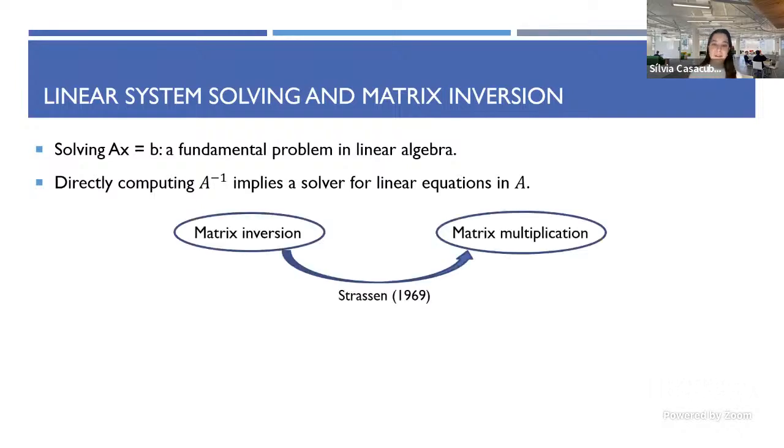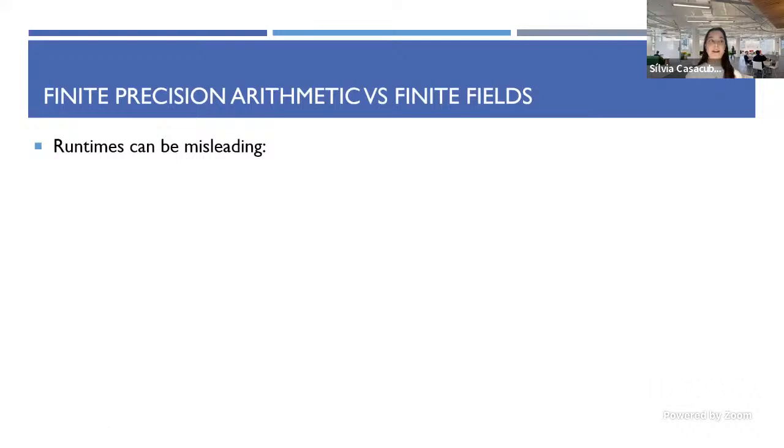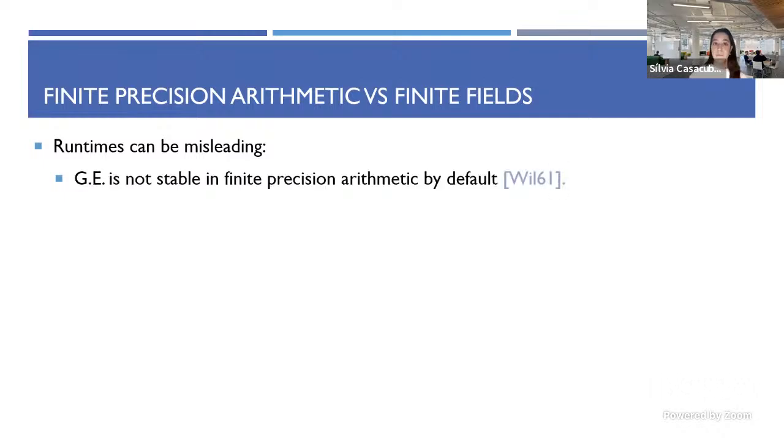Moreover, it was already shown in the 60s by Strassen that we can reduce matrix inversion to matrix multiplication. So that means that we have algorithms to invert the matrix and to solve a linear system in time O of n^ω, where ω denotes the exponent of matrix multiplication. Now, these runtimes in linear algebra can be misleading when we work in finite precision arithmetic if we're not careful enough with the bit size.